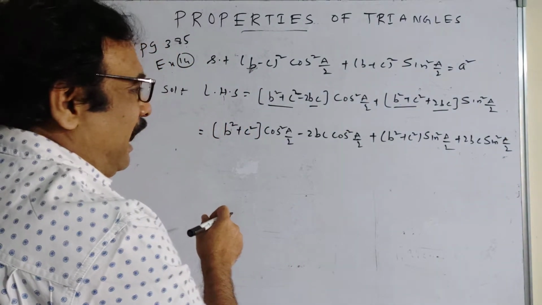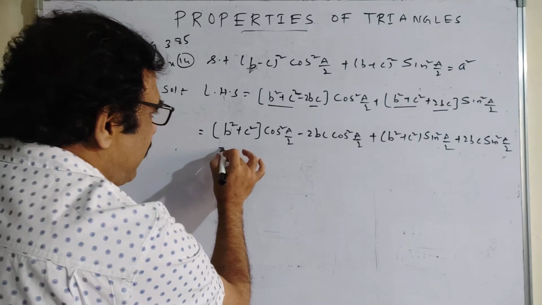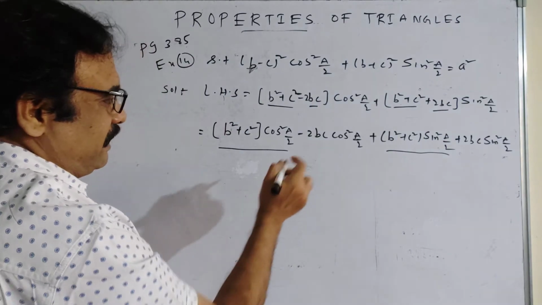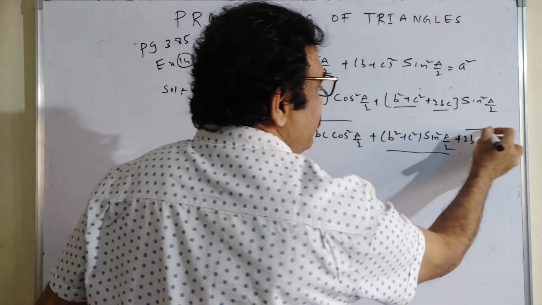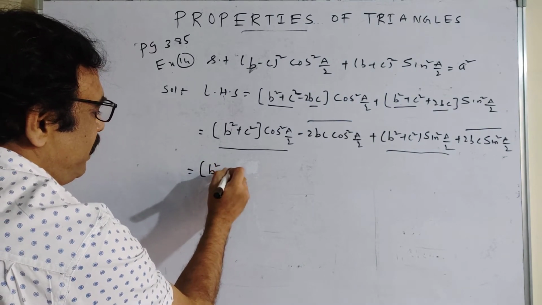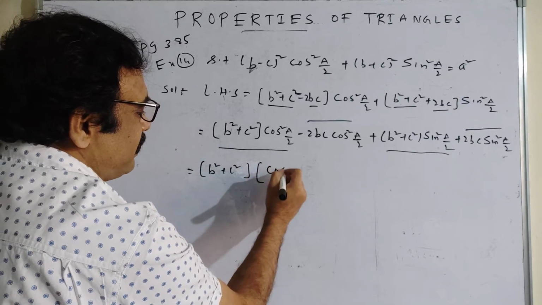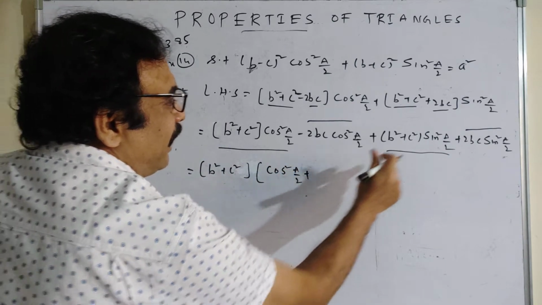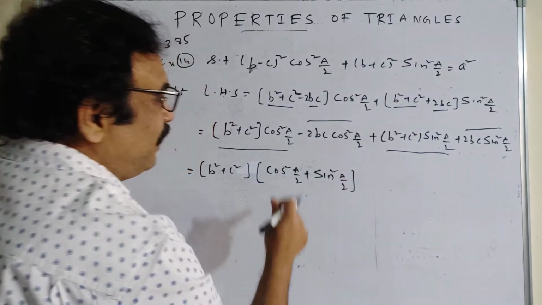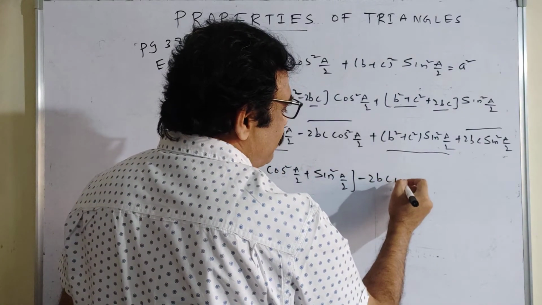Now, if I observe the entire scenario, I am able to grasp two things. One is, in both the terms it contains b square plus c square, and the rest of the content, 2bc, is a common term. What I'll do, from the respective two terms, I'll be taking b square plus c square common. Upon taking the common, what exactly are you going to get? This is nothing but cos square A by 2, and here upon taking out the common, I am getting sine square A by 2. What is the leftover part? This is minus 2bc.